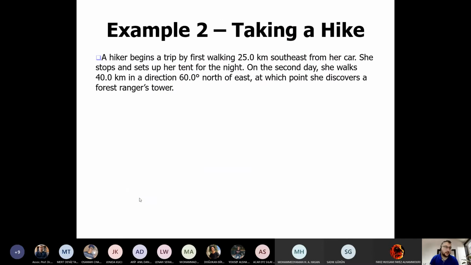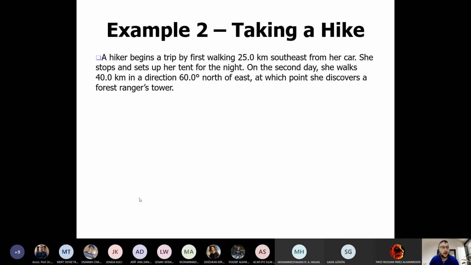And yes, we are here taking a hike. A hiker begins a trip by first walking 25 kilometers southeast from her car. She stops and sets up her tent for the night. On the second day, she walks 40 kilometers in a direction 60 degrees north of east, at which point she discovers a forest ranger tower.